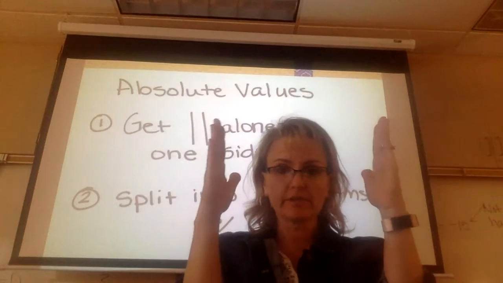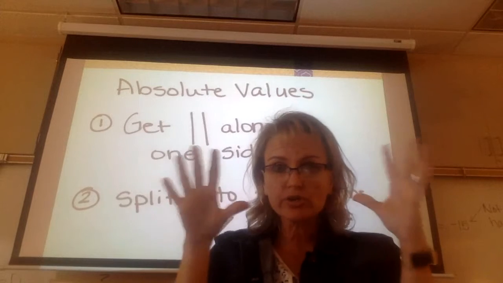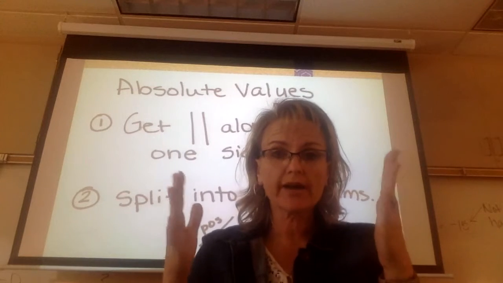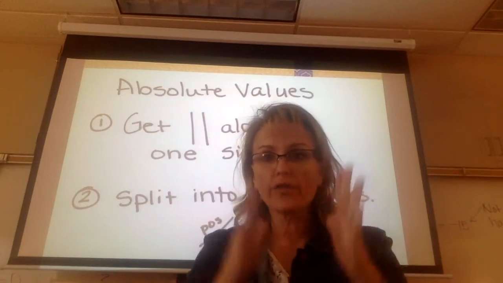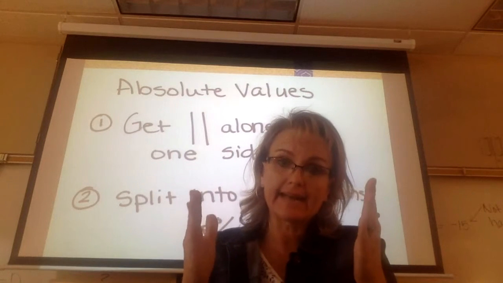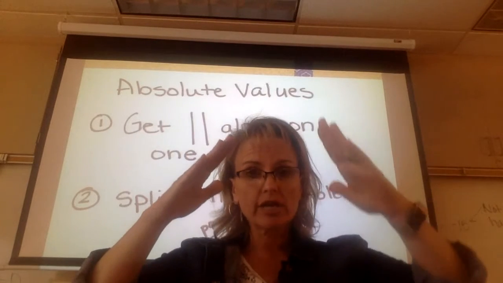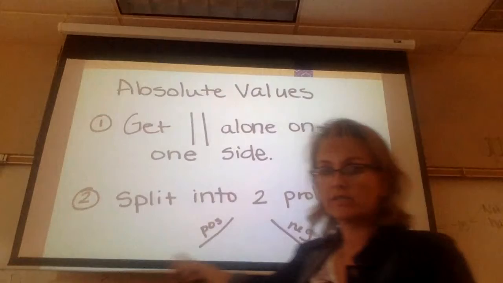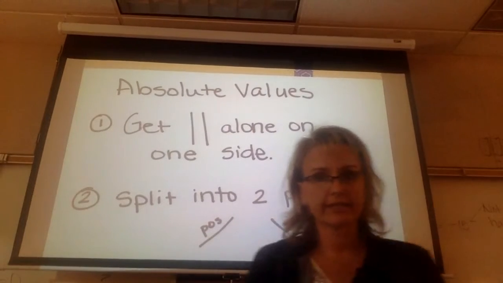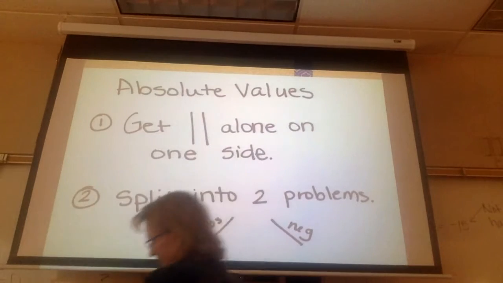You're going to get that absolute value alone on one side. If there's anything added or subtracted or multiplied or divided, you've got to get rid of all that garbage outside of the absolute values before you're ready to set it up and do your two new problems. Remember, we're going to have a positive answer and a negative answer. So we usually split it into two new problems and solve those. Let's look at this case.